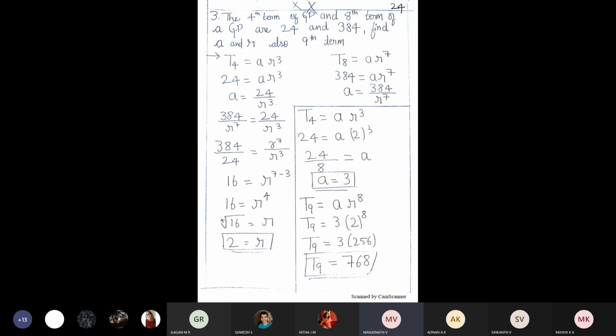And from the second equation also you can go for A. T8 is equal to A into R to the power of 7. What is T8? 384. 384 is equal to A into R to the power of 7. Therefore, A is equal to 384 divided by R to the power of 7. Now, both of these A's can be equated. 384 divided by R to the power of 7 is equal to 24 divided by R to the power of 3.